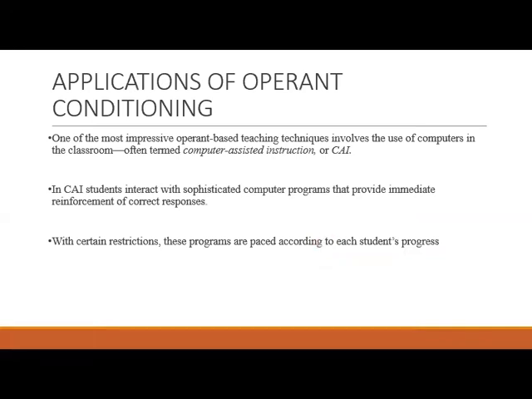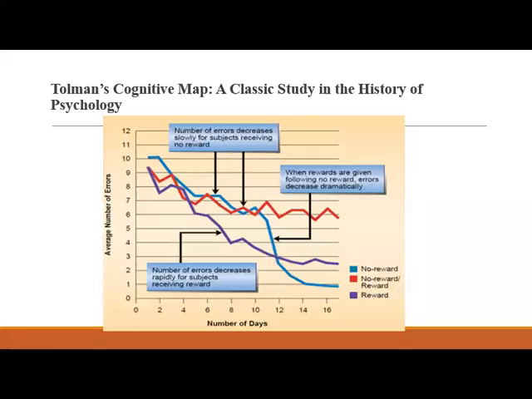Now we come to the applications. So there were three groups into which the rats were divided, and finally they had to complete a maze. The rats in the reward group received a food pellet every time they completed the maze. The no reward group did not receive any food pellet, and the no reward or reward group did not receive any food pellet until the 11th day. After the 11th day, once they completed the maze, they again received a food pellet.